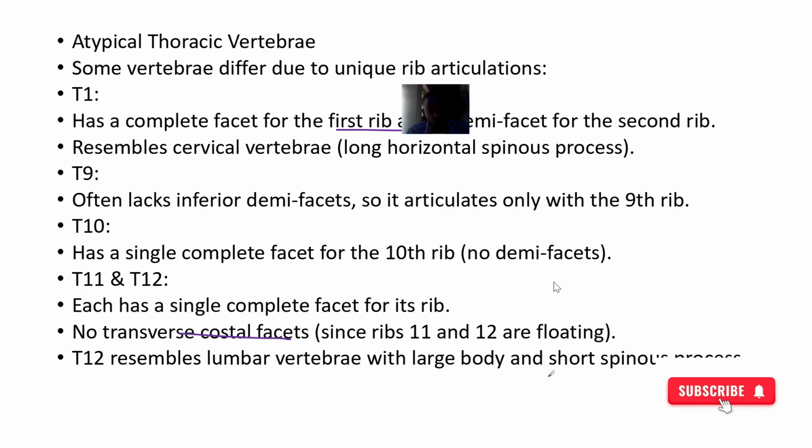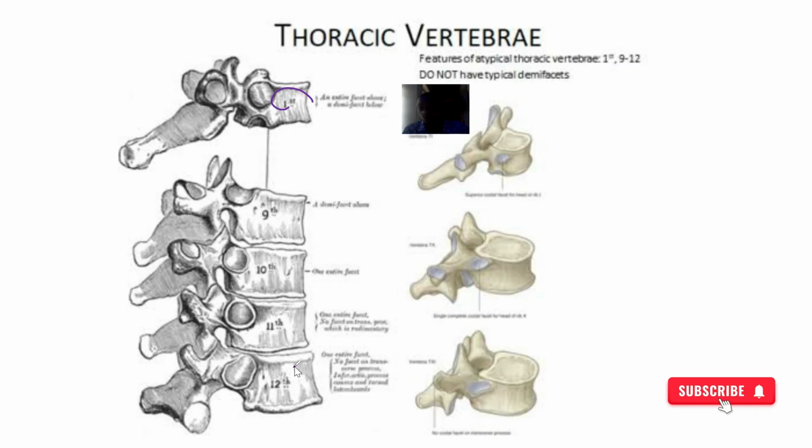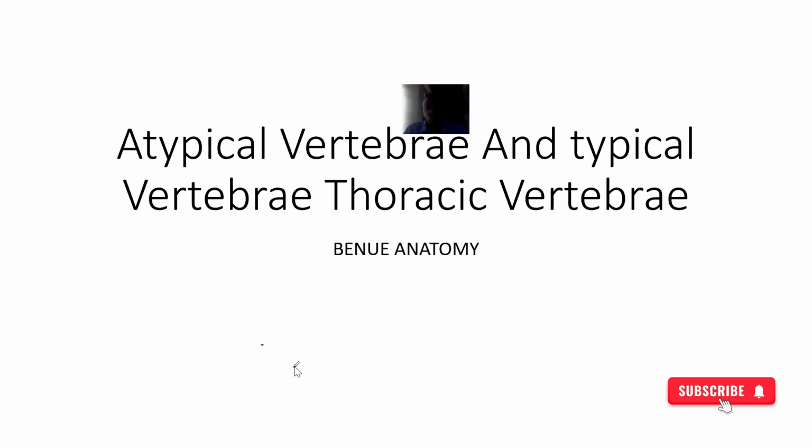So T12 also resembles a lumbar vertebra because from 12 the lumbar vertebrae continue. Because it's at the boundary with that, it basically takes the opportunity to look like it, you know. So that's what we have for the differences between a typical thoracic vertebra and an atypical thoracic vertebra.